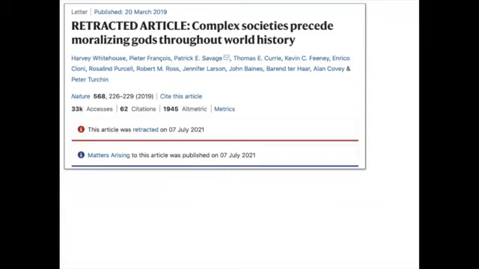So let me start with an example that I know is known to some of you, certainly people in my department. I show it to give you a sense about the consequences of these things. There is this paper on cross-cultural causes of differences in religious traditions that came out in 2019. It's at the top of this slide: complex societies precede moralizing gods throughout world history. The details of this story aren't what's relevant here. The point is this was a big paper and it got a lot of attention.